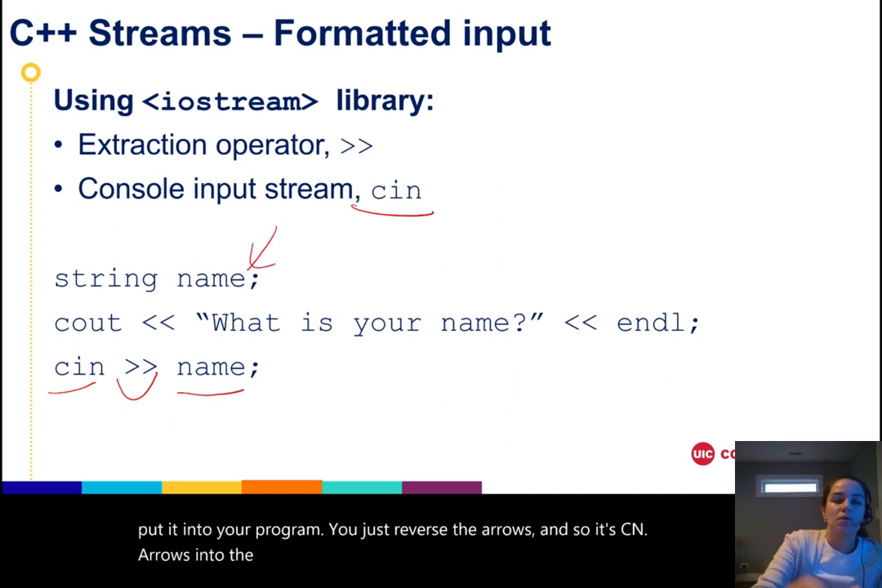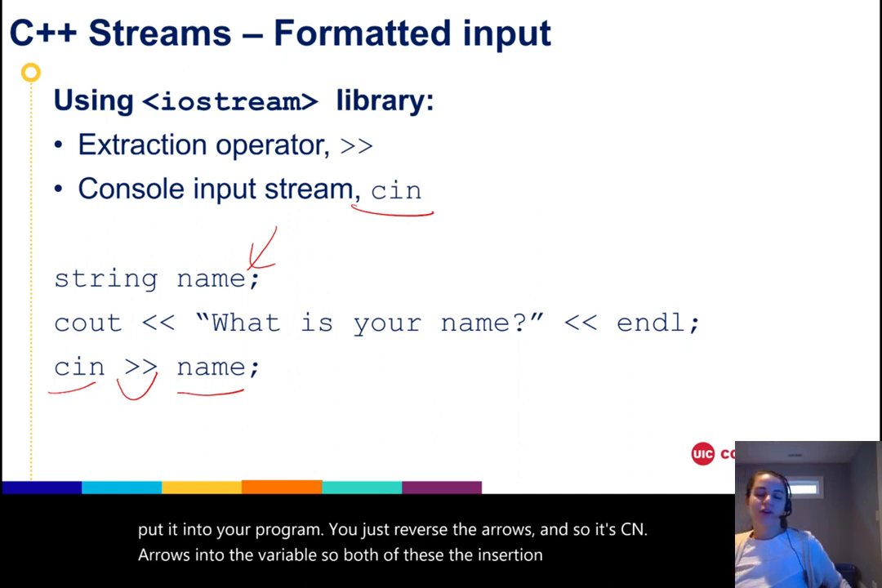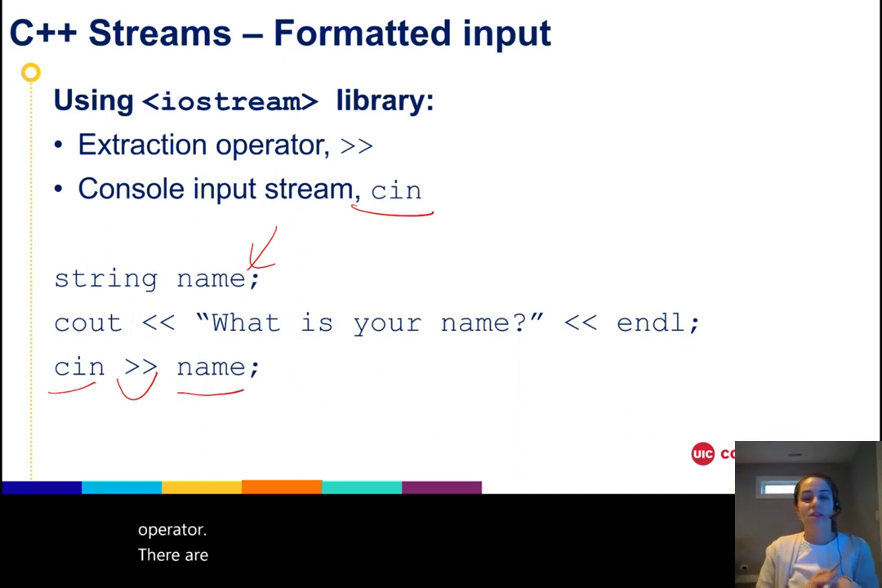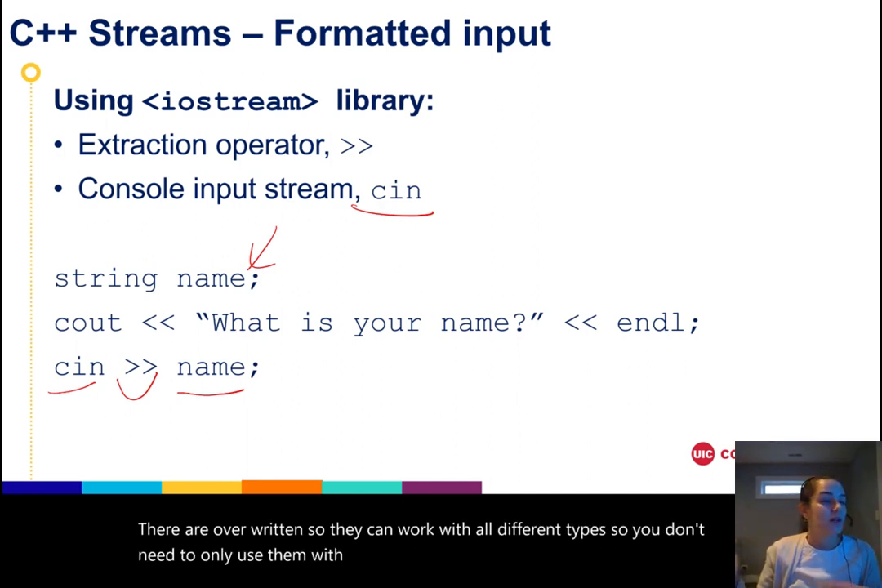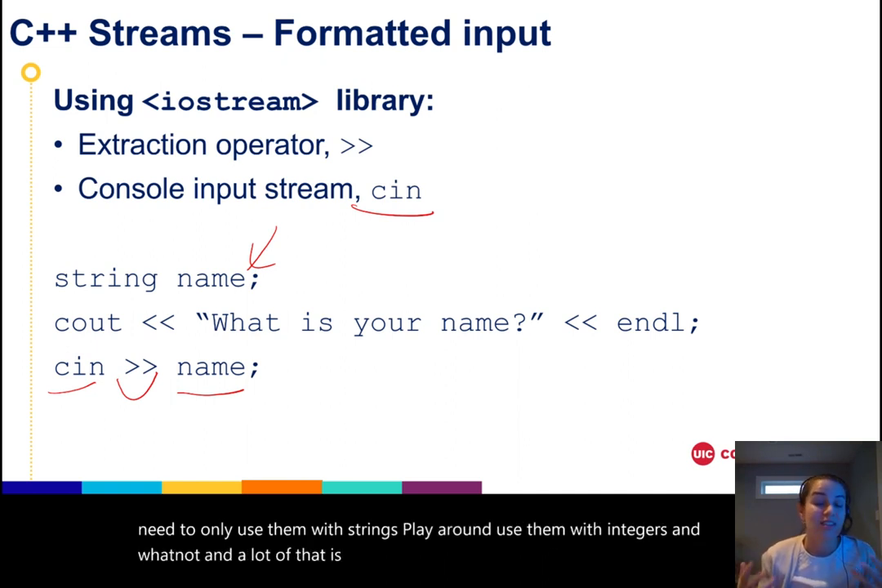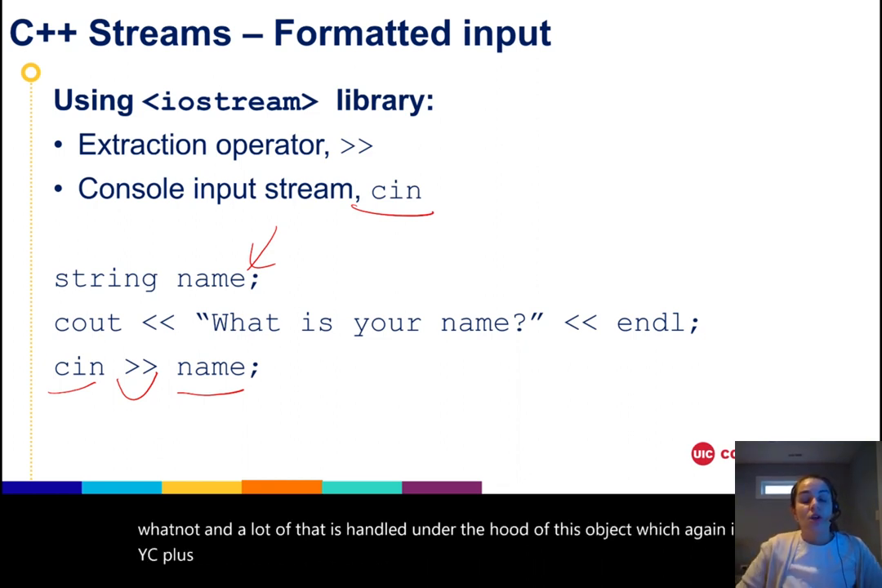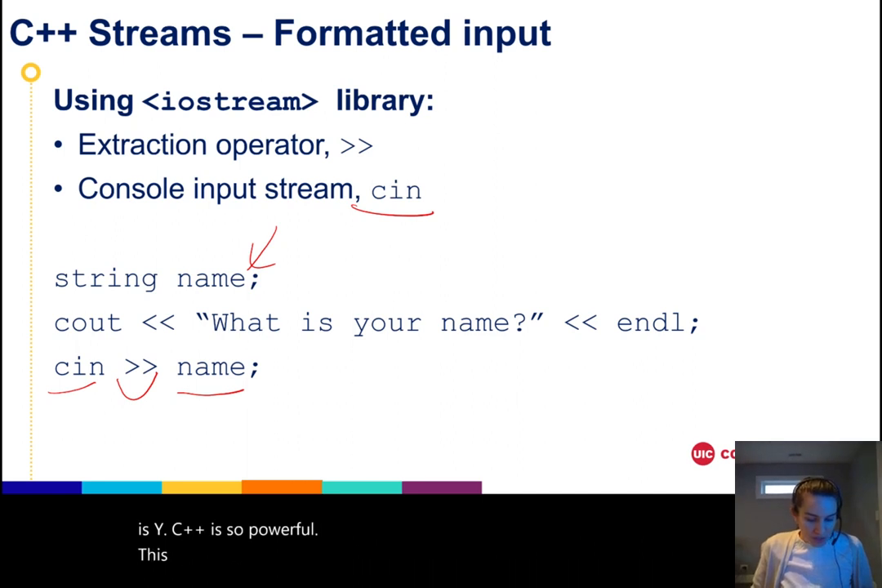So both of these, the insertion and the extraction operator, they're overloaded so they can work with all different types. So you don't need to only use them with strings. Play around, use them with integers and whatnot, and a lot of that is handled under the hood of this object, which again is why C++ is so powerful. This is really important with streams.